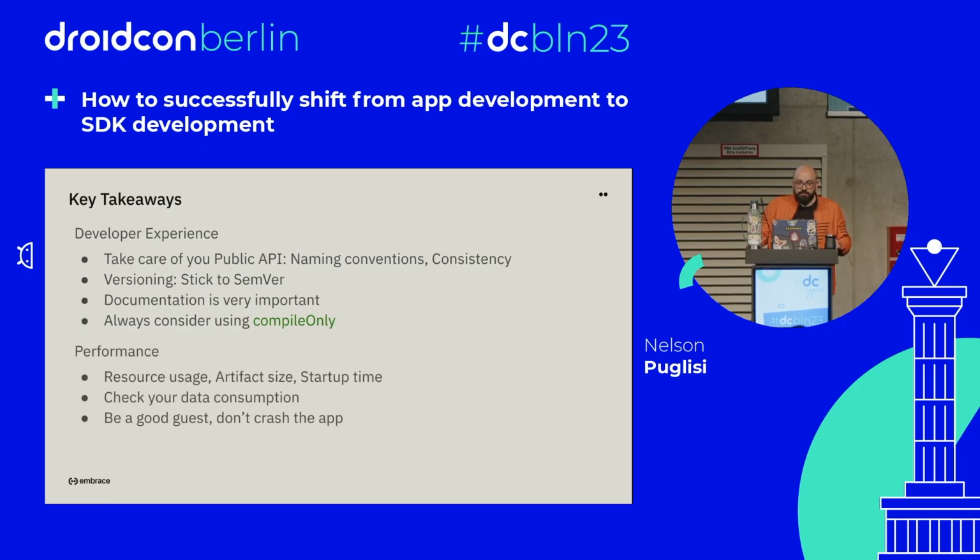Around performance, I suggest implementing a fitness function to measure the state of your library on every PR, on every release. Check the consumption of your data so you don't face the problem that we faced, and let the developers solve by themselves the error that they are experiencing. And finally, be a good guest, be a good professional following the software craftsmanship principles, and that's pretty much it.